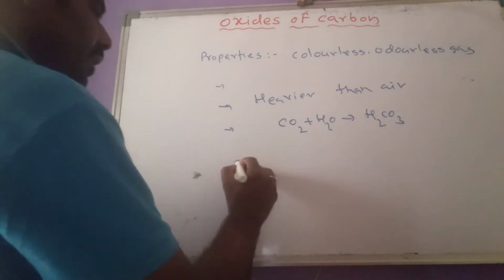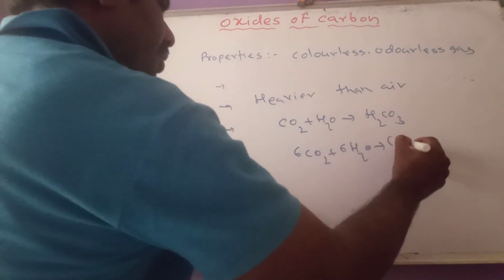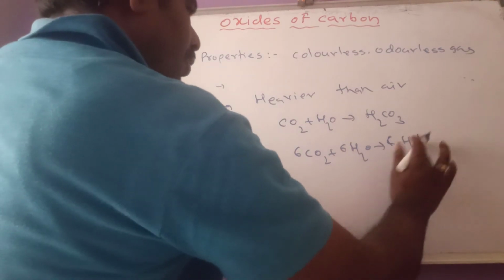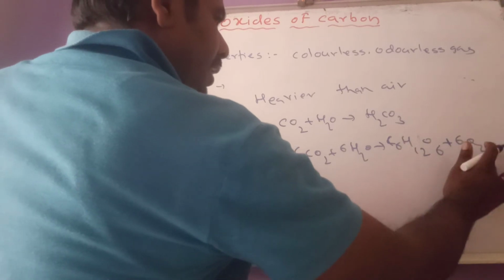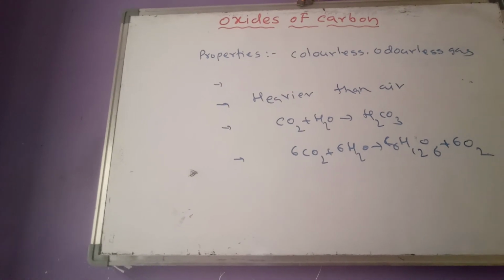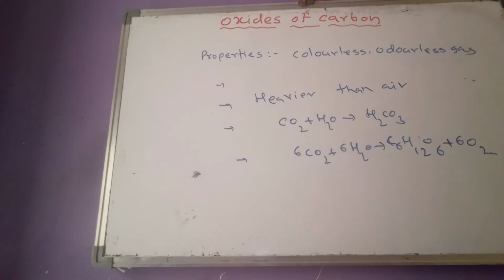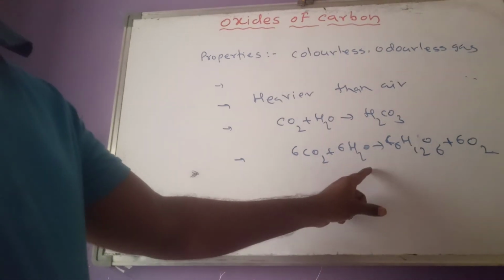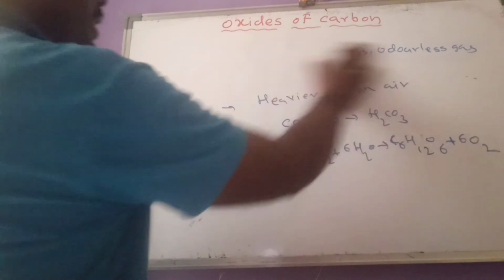And another one: CO2 reacts with water and produces glucose, C6H12O6, and that produces 6 moles of oxygen. So this is the reaction of CO2 and water. This is useful for plants, and it is called the photosynthesis process. In photosynthesis, CO2 reacts with water and liberates oxygen gas.